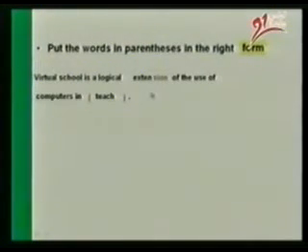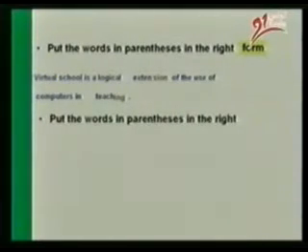Now, for the second verb, the extension of the use of computers in, normally we should add here a noun to get the word teaching. And the sentence here that we have, now it's correct and the words are in the right form. Virtual school is a logical extension of the use of computers in teaching.